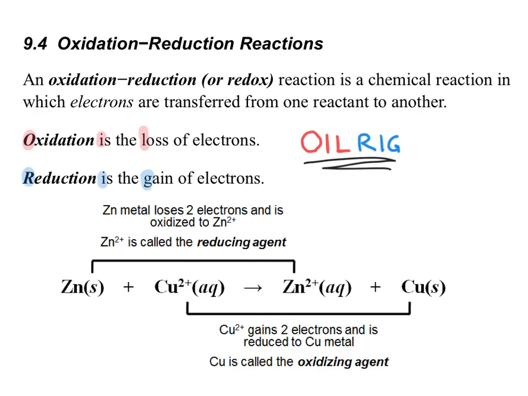Oxidation-Reduction Reactions. An oxidation-reduction or redox reaction is a chemical reaction in which electrons are transferred from one reactant to another.